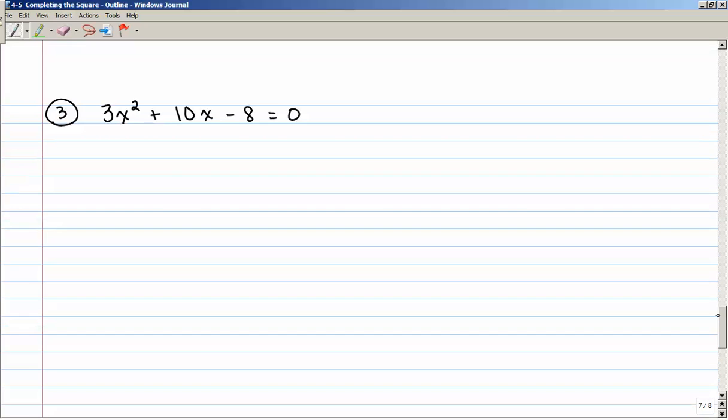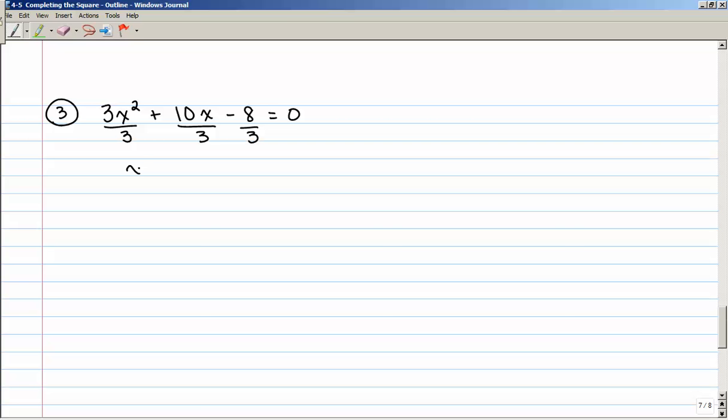Okay, now this one's going to get a little more complicated because in order to complete the square, my a has to be 1. In other words, I cannot have a coefficient of x squared. So the first thing I'm going to do is divide everything by 3 because I have to get rid of that 3 in front of there.